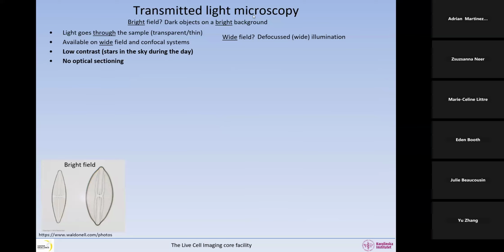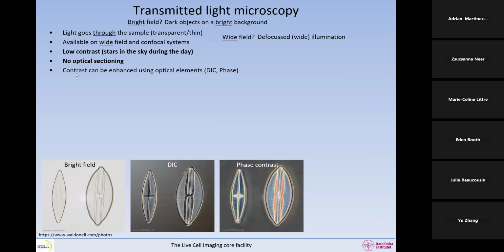So it's a low contrast technique. Also, in transmitted light microscopy, there is no optical sectioning. It doesn't matter if you acquire a transmitted light image on a wide field system or on a confocal system. Anyway, the image has no optical sectioning. Okay? So the contrast can then be enhanced to help.